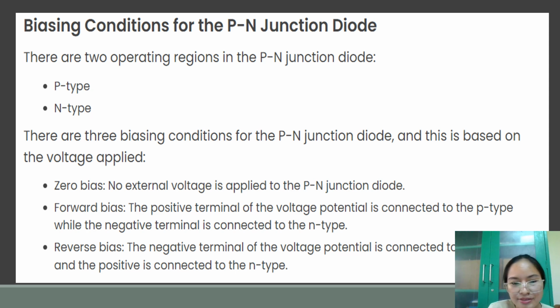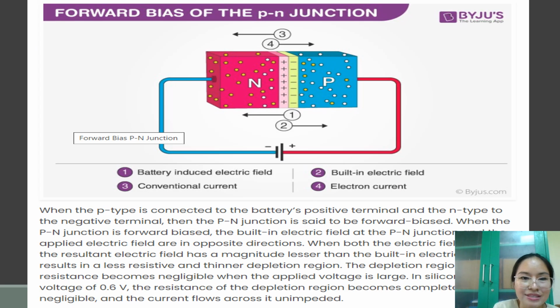In zero bias, no external voltage is applied to the p-n junction diode. In forward bias, the positive terminal of the voltage potential is connected to the p-type while the negative terminal is connected to the n-type. Now, lastly, reverse bias. This is, of course, reverse. So, the negative terminal of the voltage potential is connected to the positive terminal, to the n-type.